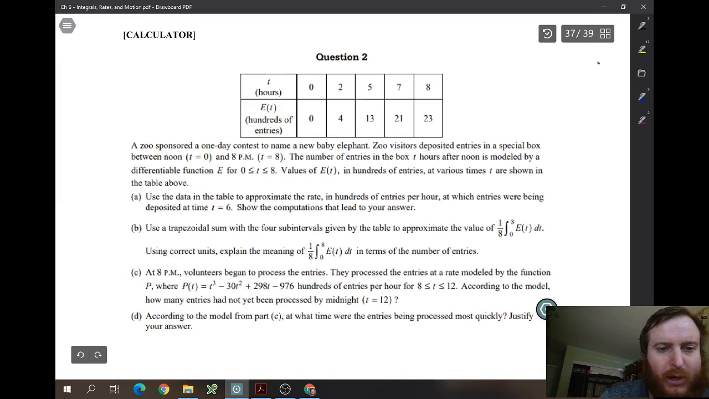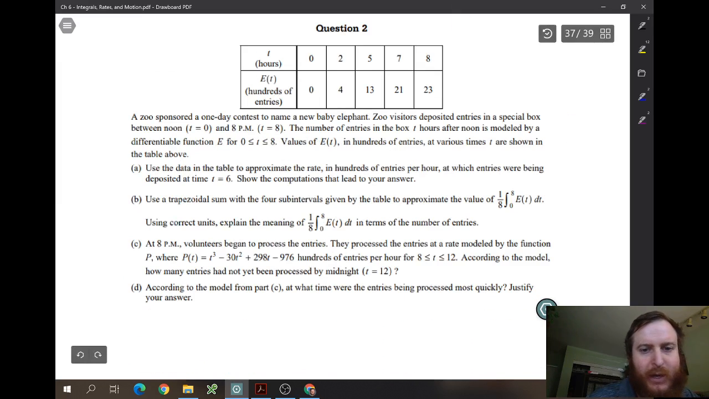All right, next up, I'm going to do kind of the same thing. Okay, A is easy. We've done A a bunch of times. E of 7, because we're doing approximate for 6. So E of 7 minus E of 5 over 7 minus 5. We've done that. B is saying use a trapezoidal sum for the integral from 0 to 8 and then explain the meaning. Again, this is going to be the average of whatever this is. So just explain exactly what E of t is. It's the number of entries in the box. So it's the average number of entries in the box between 0 and 8.